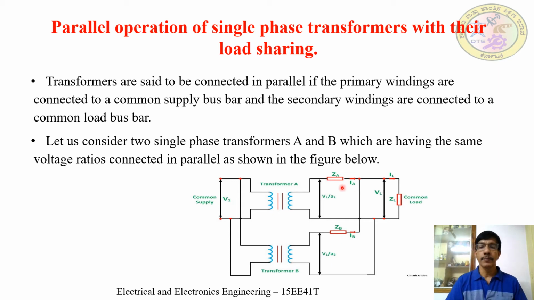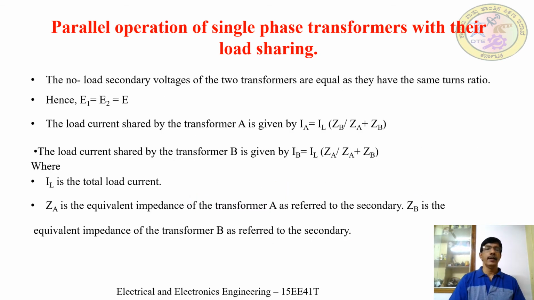IA current flows through the transformer A, load current. IB current flows through the transformer B, total load current IL shared by these two transformers. Similarly, load also shared by these two transformers. See, no load secondary voltage of the two transformers are equal as they have the same turns ratio, hence E1 equal to E2 equal to E.